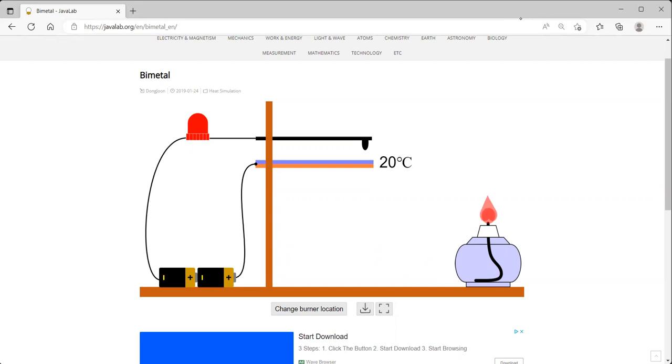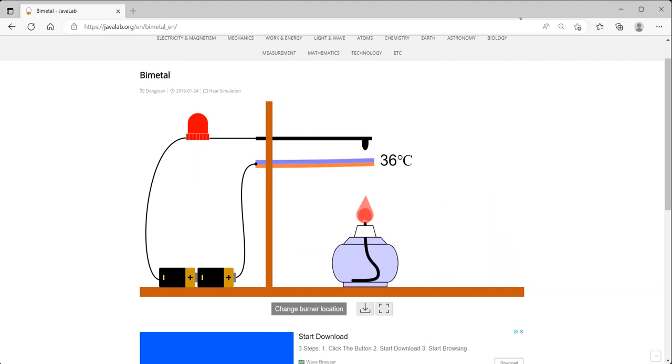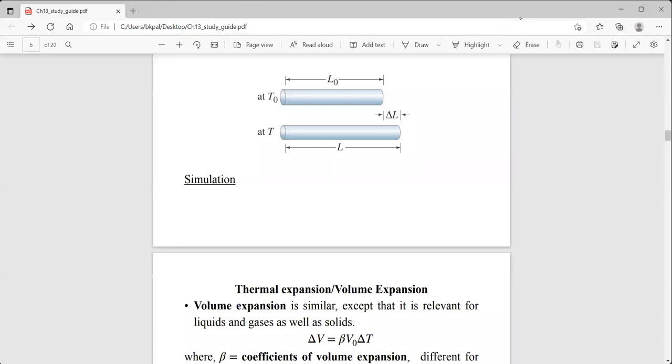bends. Now here, using the property that we just learned, that an object expands when the temperature increases, and based on this property, they built the fire alarm. Let's see how it works. You see the temperature is increasing and the object is expanding. Here expanding means it's bending, and you see that based on that property the fire alarm is designed.